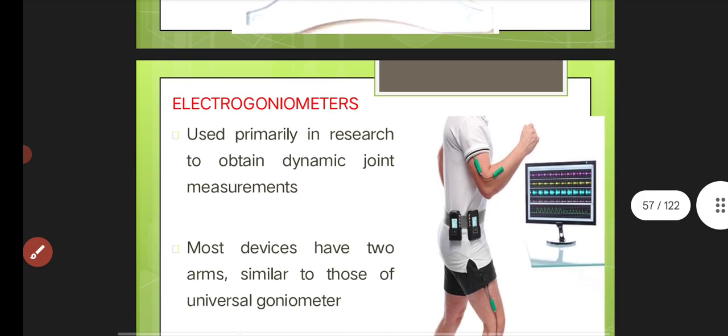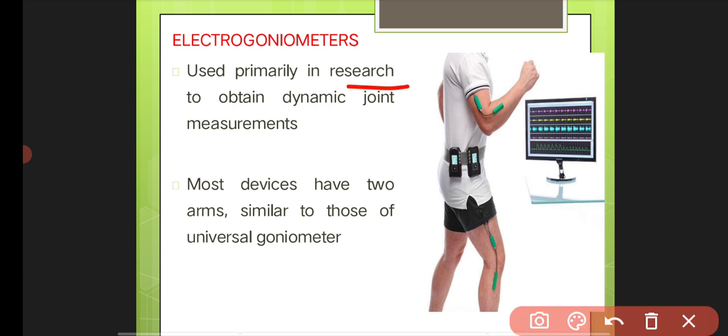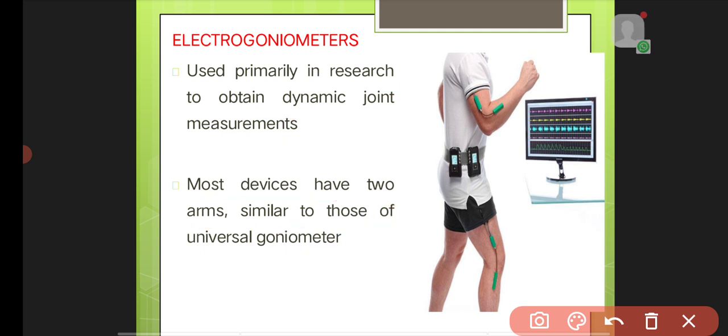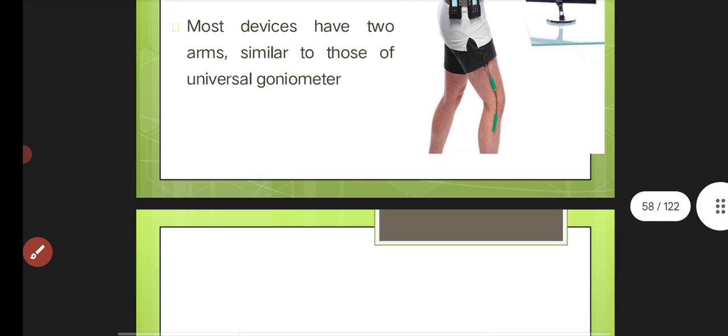An electrogoniometer is used primarily in research to obtain dynamic joint measurements. Most devices have two arms similar to those of the universal goniometer. The two arms are the movable arm and the stationary arm.